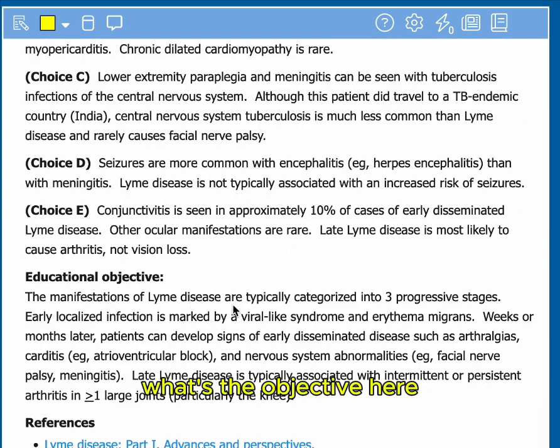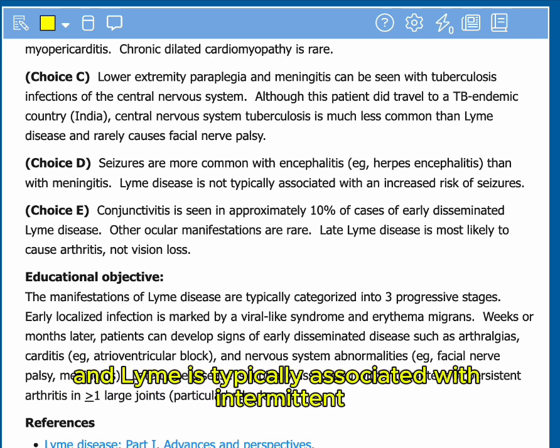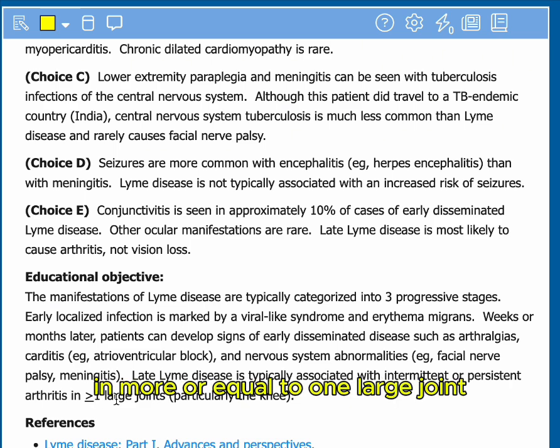What's the objective here? Three progressive stages of Lyme. One is early localized infection marked by a viral-like syndrome and erythema migrans. Weeks or months later it can develop into early disseminated disease such as arthralgias, carditis such as atrioventricular block, and nervous system abnormalities such as facial nerve palsy and meningitis. And late Lyme is typically associated with intermittent or persistent arthritis in one or more large joints, particularly the knee. Okay, next question.